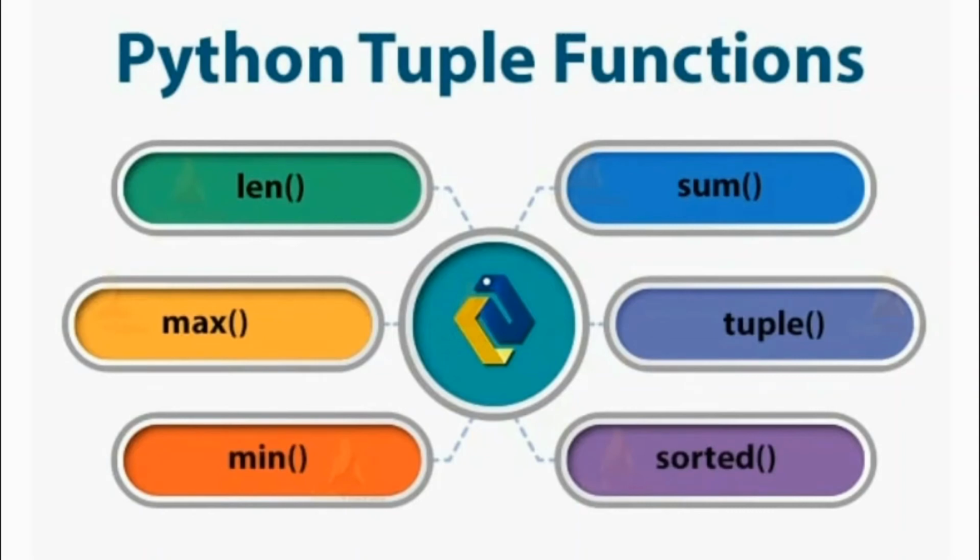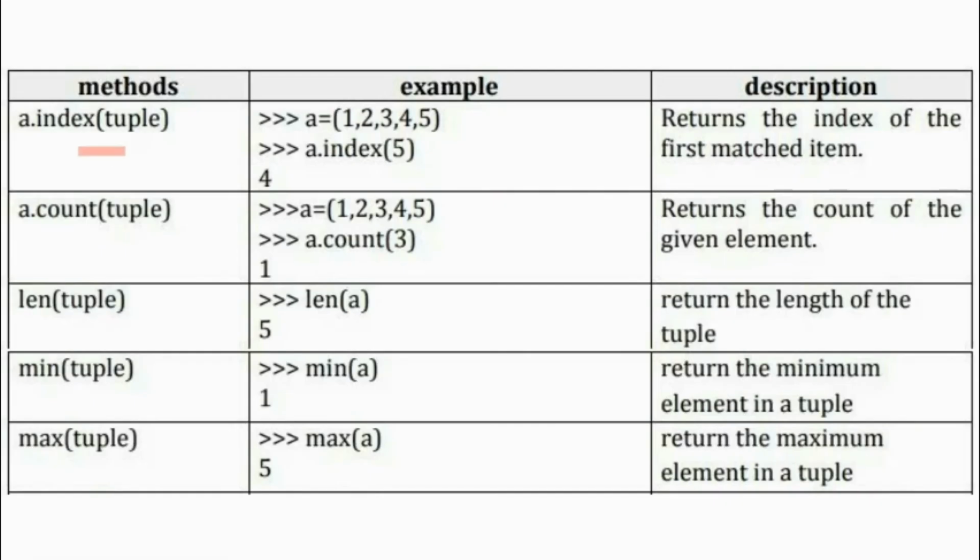Python tuple functions. There are 6 types of Python tuple functions: length, sum, max, tuple, mini, and sorted. The index function finds the first index of a given item and returns the index. The index starts from 0. Count. This function is used to count the occurrence of an item in the tuple. Length. This function returns the length of the tuple, the total number of elements in the tuple.